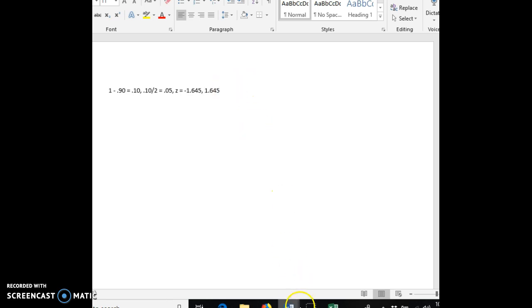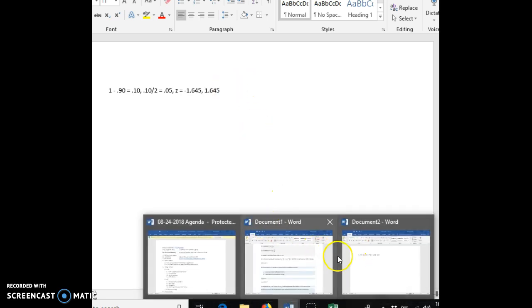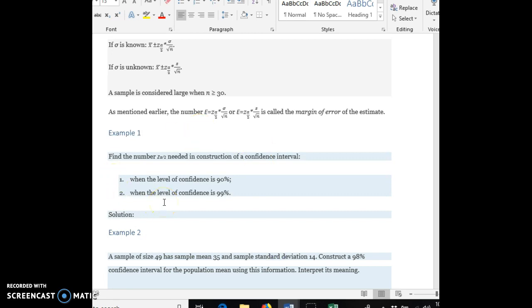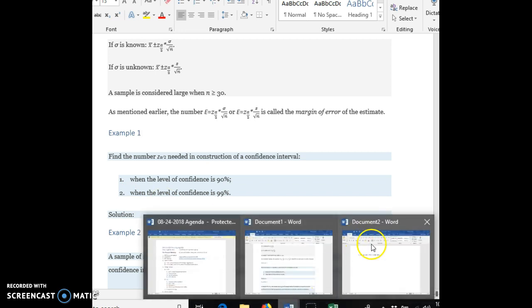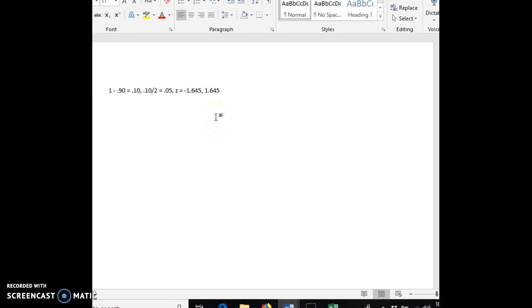All right, now let's go to our second one. The second part of this question asked for the z of alpha over 2 values when the level of confidence is 99%. So let's go back to our document here. We're going to do exactly the same thing. 1 minus 99% as a decimal is 0.99, and that's going to give us 0.01. And then we're going to take 0.01 and divide it by 2, just like we did in the example above, and that gives us 0.005.